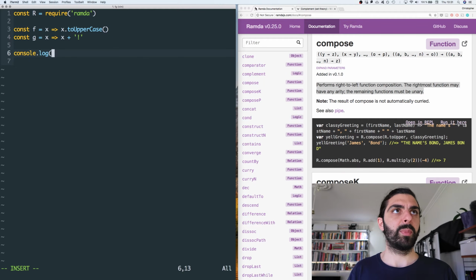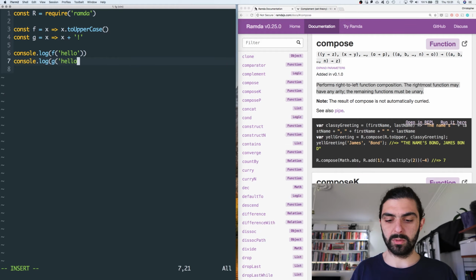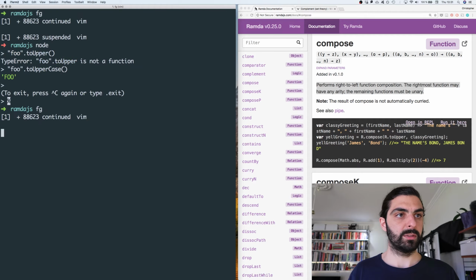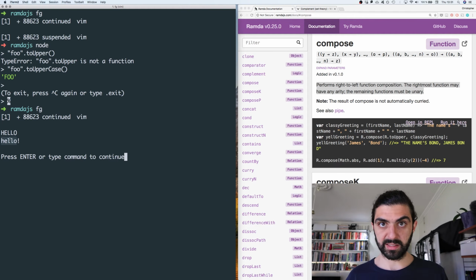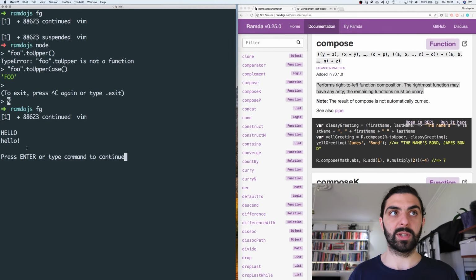If we pass foo to f, or actually let me stop saying foo. Let's say hello, and if we pass hello to g, let's see what happens. So we run this, and you can see in the first case we get hello uppercase, and in the second case we maintain the lowercasing, but we add this exclamation point.